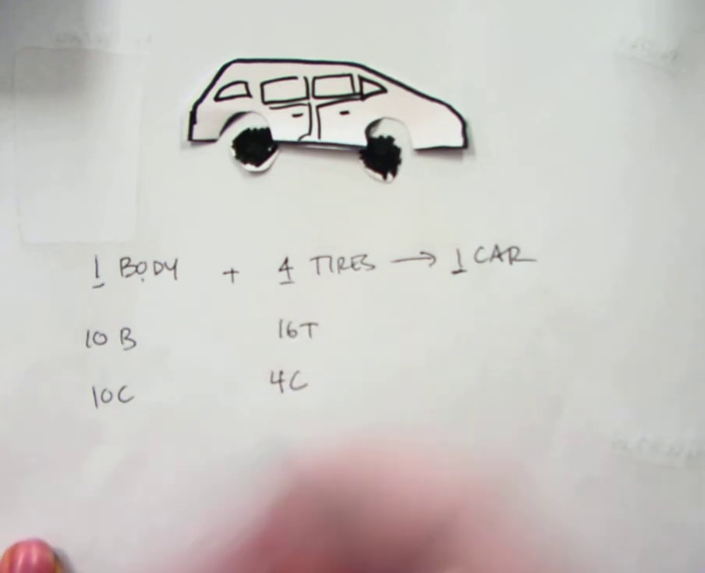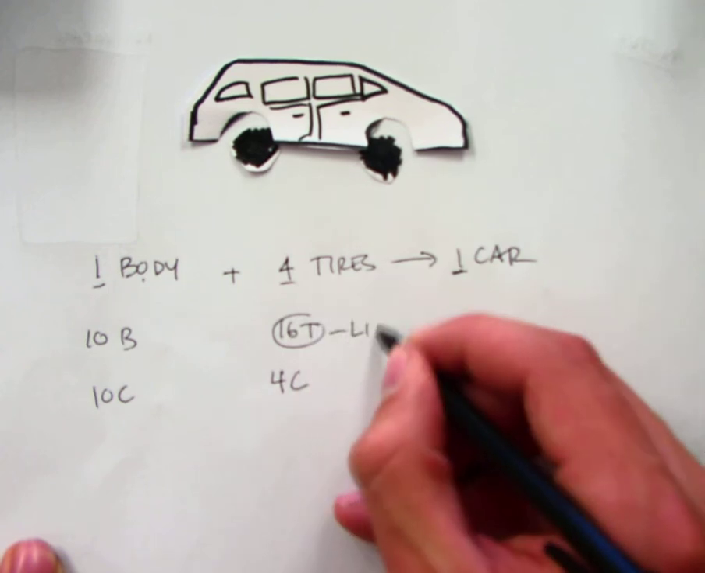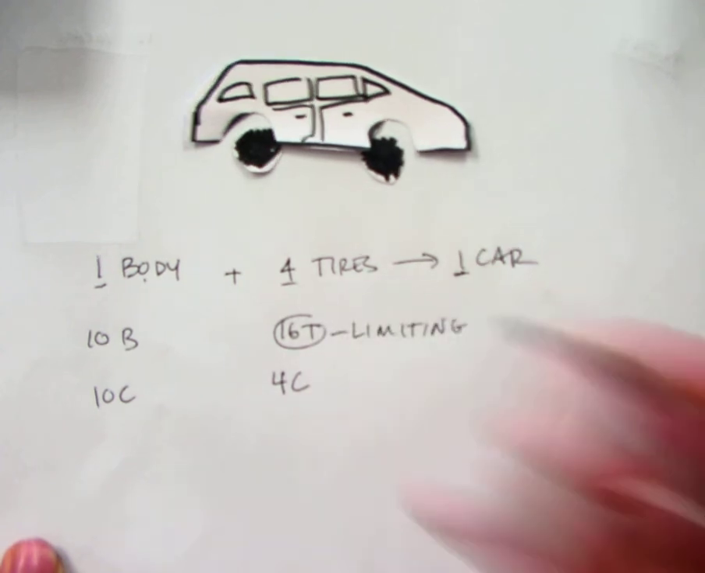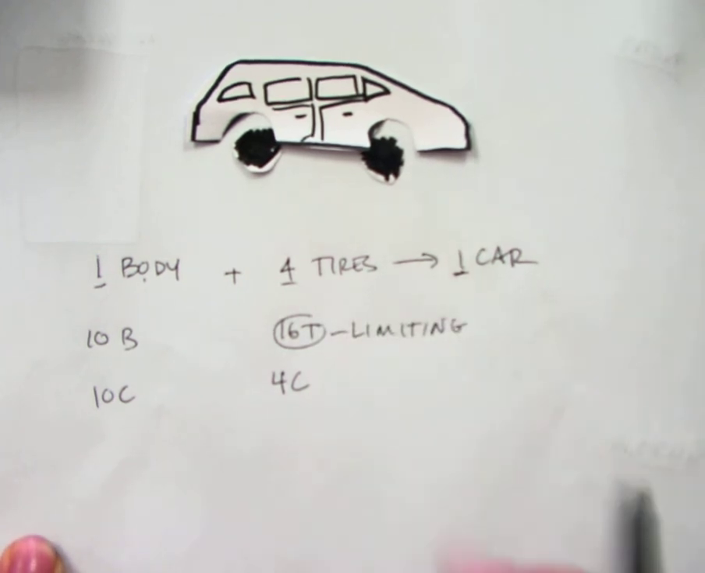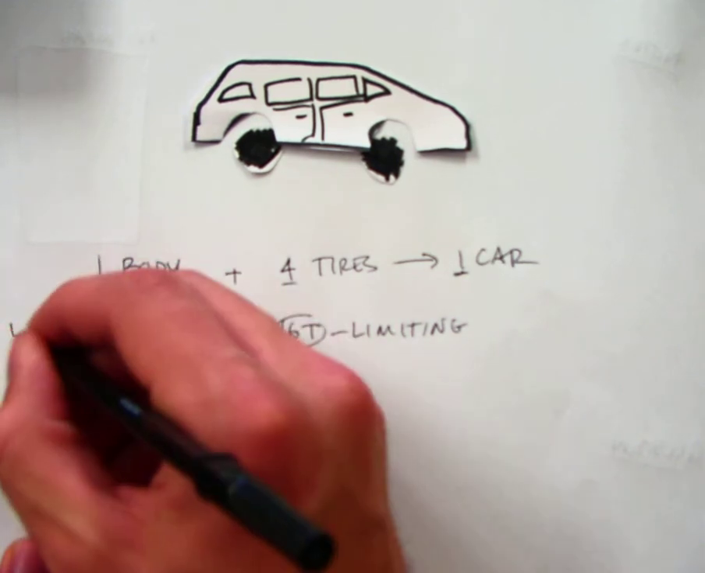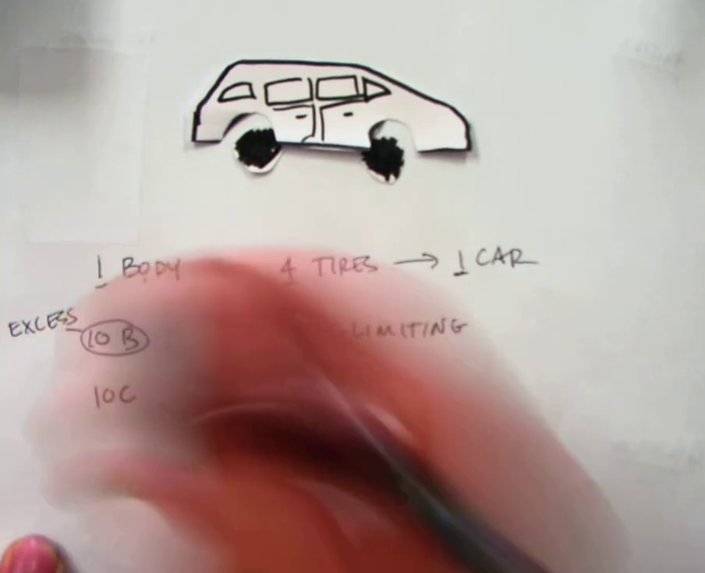So in this case, you are going to run out of tires before you run out of bodies. So we would call the tires the limiting reactant. The limiting reactant is the reactant in the chemical reaction that limits the amount of product you can make. Whereas the bodies, you're going to have extra, you're going to have excess. So we call the bodies the excess reactant.